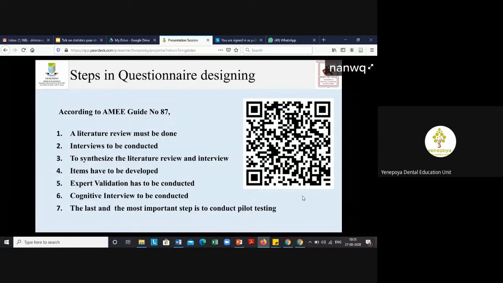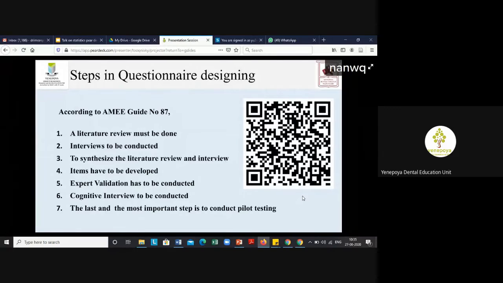In step 5, after doing this, you can go and give it to an expert who can be the head of the department, a professor, a reader, or even an assistant professor in the department. There is nothing wrong in taking opinions, because your questionnaire becomes that much better. So basically, you can go to an expert for validation. The sixth step is the cognitive interview to be conducted. I will skip here. There are a lot of techniques. Think aloud technique is one of the important techniques, because basically you have to read out aloud and think about how well they are able to understand the questions.